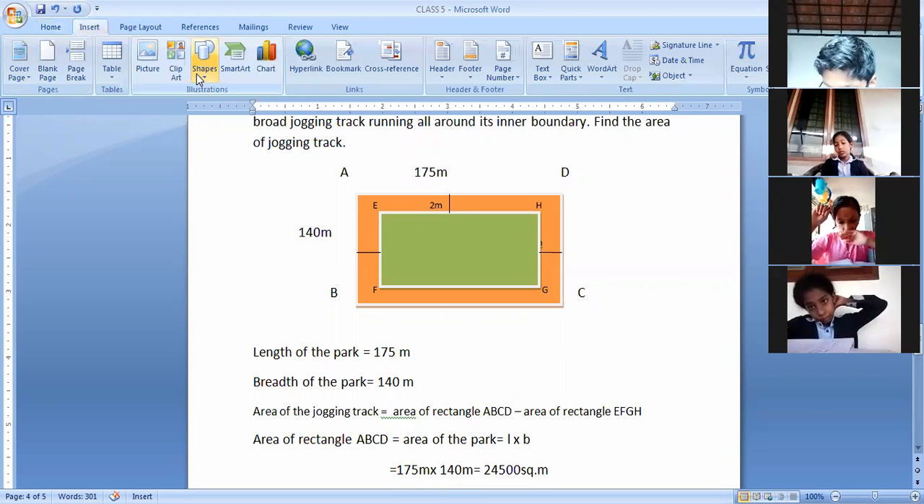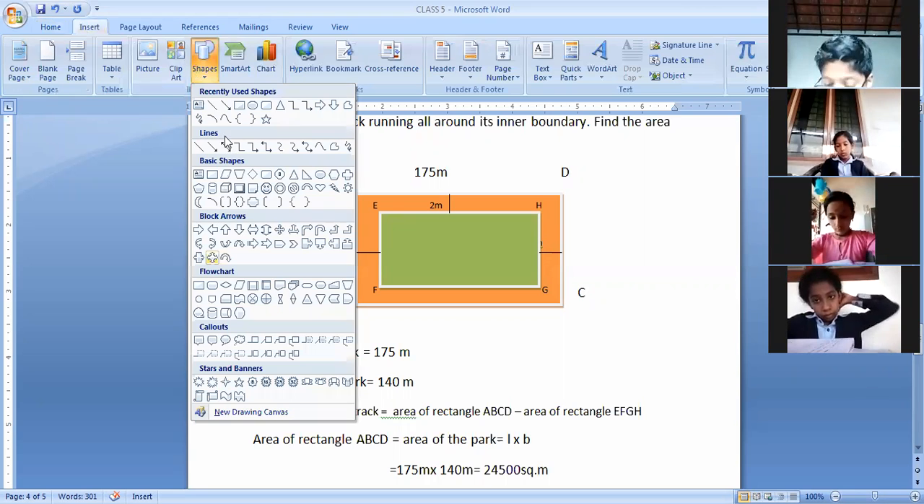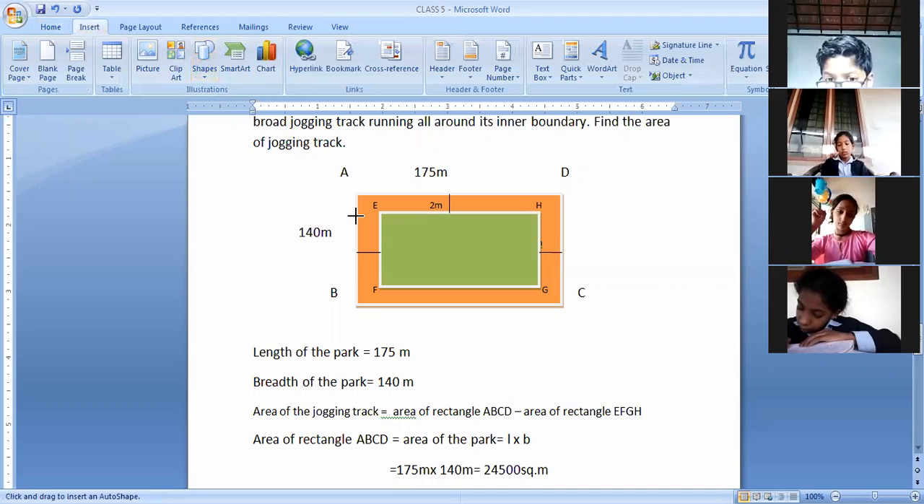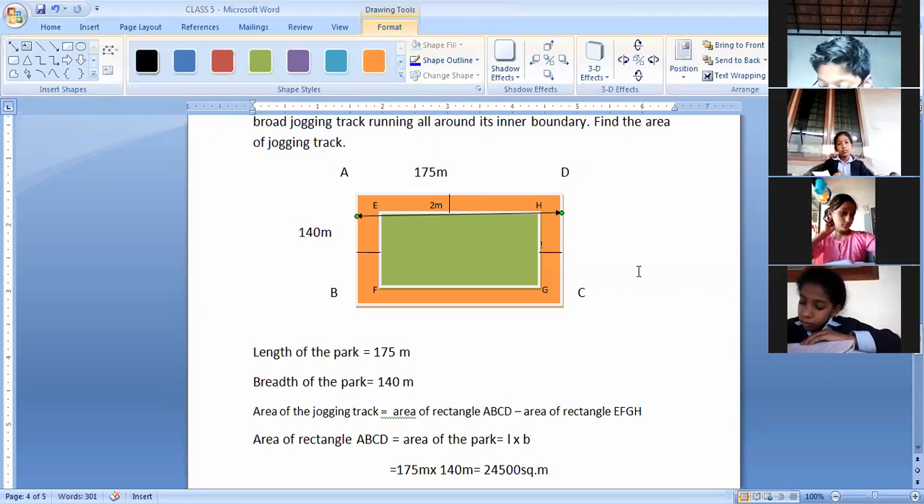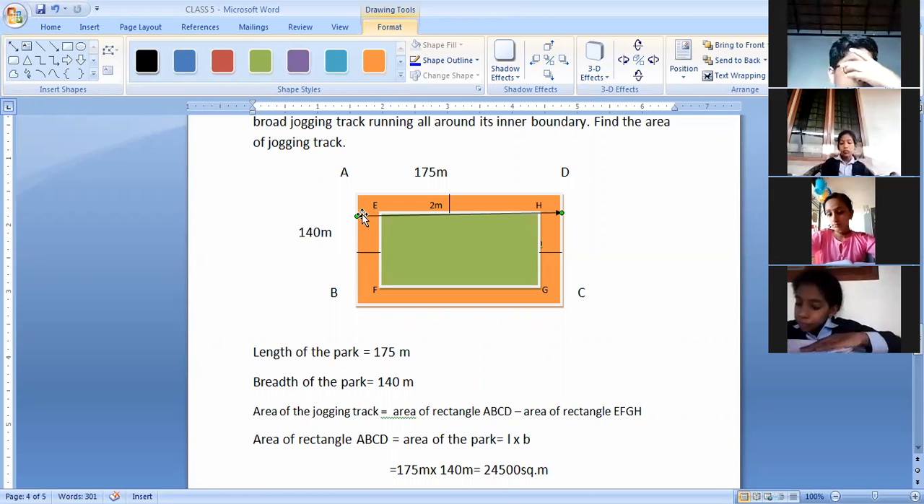2 meter. No, that's not 2 meter. What is this length? I'm going to draw an arrow there. What is that length? That is 175 meter. We only need this length EH, not the whole thing. So, do you know the length of this small line?